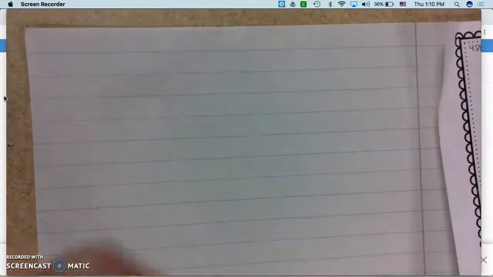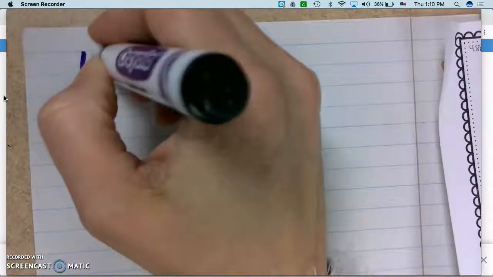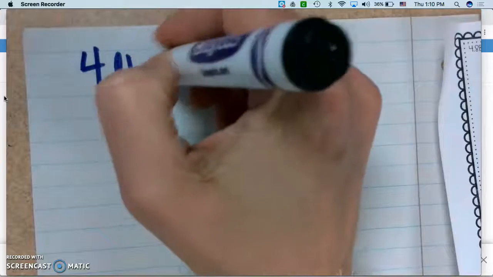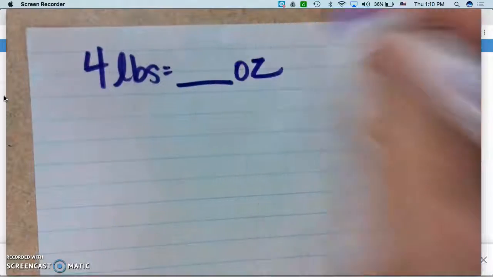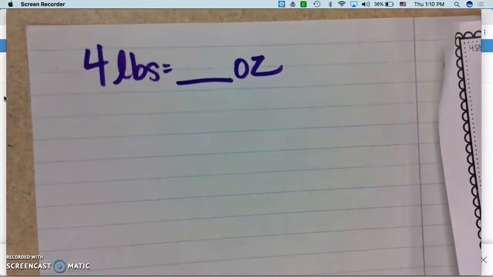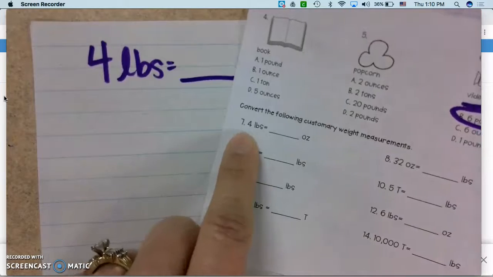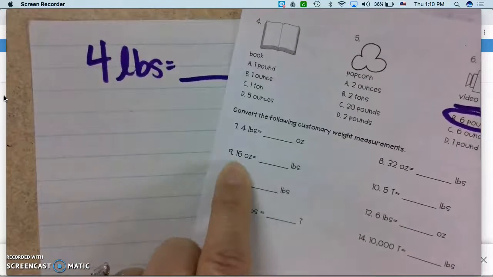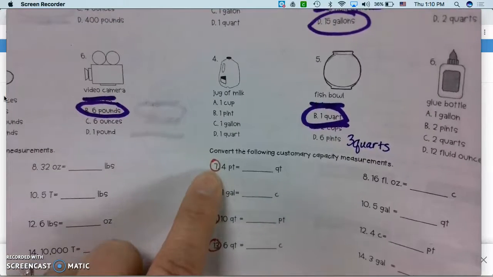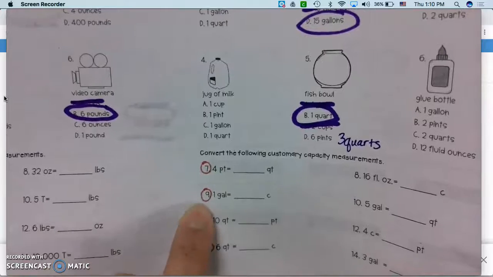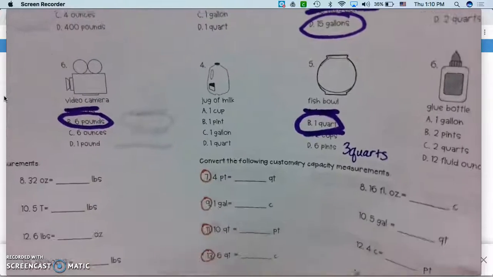All right, look on the customary weight page. It says 4 pounds equals blank ounces. And where it says 7, that's number 7, 4 pounds. Number 9, 16 ounces. So like over here I circled, it's problem number 7, 4 pints. Problem number 9, 1 gallon. That's not a decimal, guys.